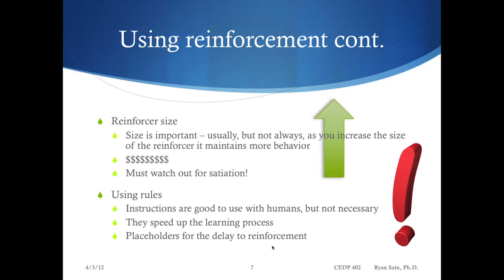So you oftentimes just tell yourself, hey, I know I'm getting paid, I'm earning this much money, whatever it may be, right? But that's that placeholder. That's until that reinforcer comes, and those are important to do, and that's one of the utilities of rules.